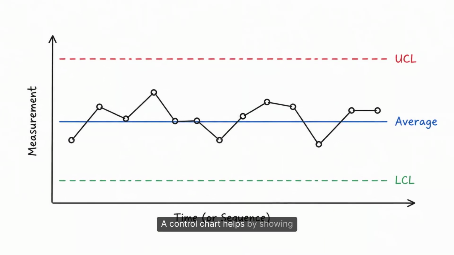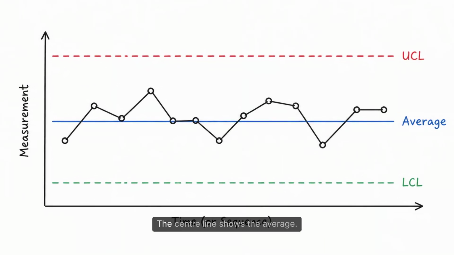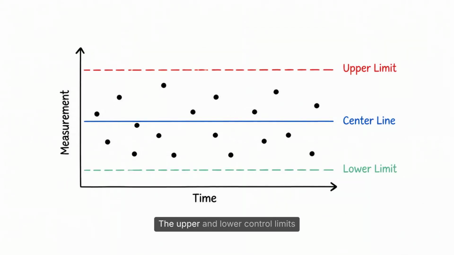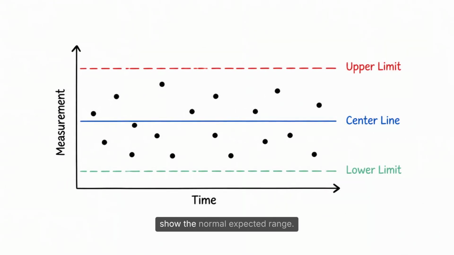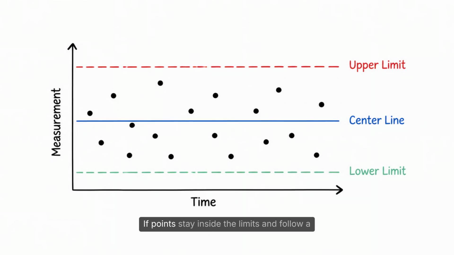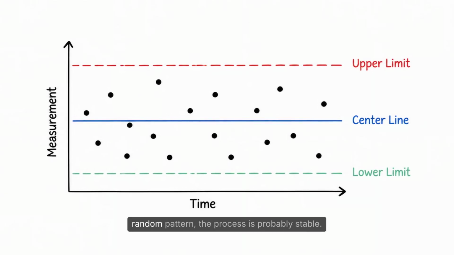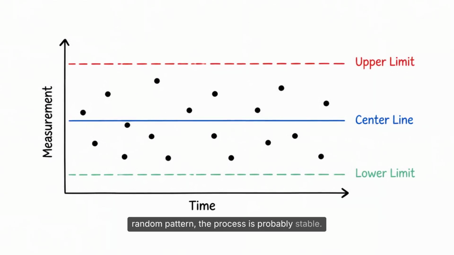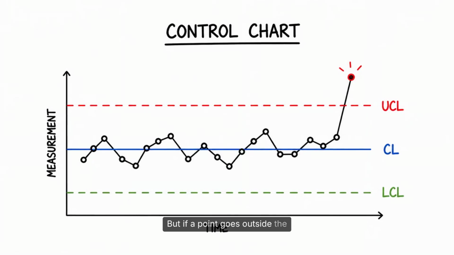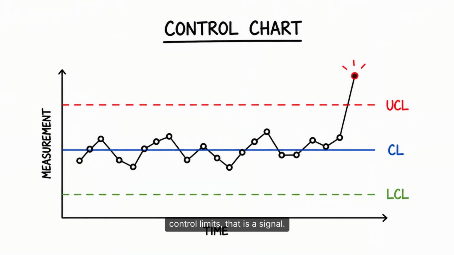A control chart helps by showing performance over time. The center line shows the average. The upper and lower control limits show the normal expected range. If points stay inside the limits and follow a random pattern, the process is probably stable. But if a point goes outside the control limits, that is a signal.